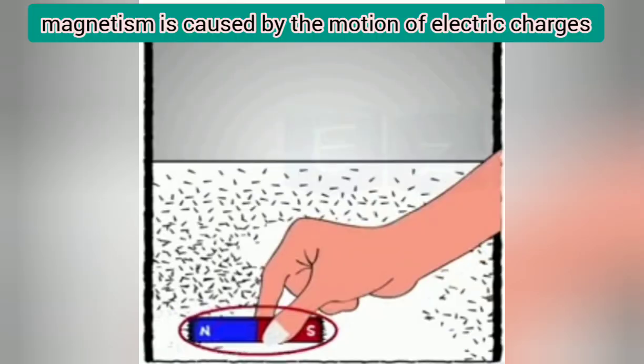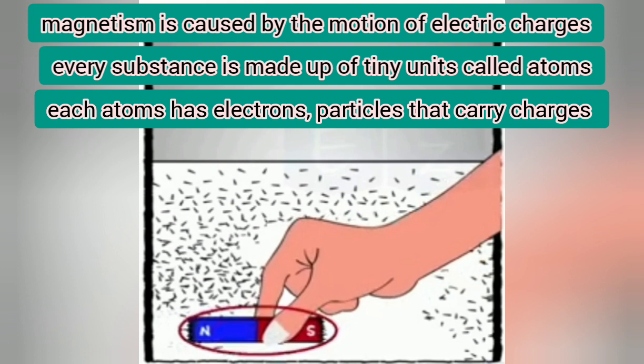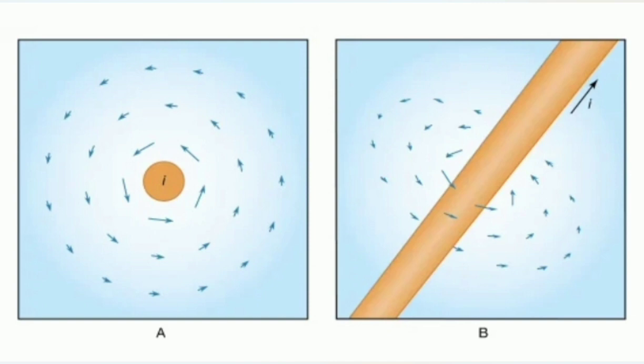Magnetism is caused by the motion of electric charges. Every substance is made up of tiny units called atoms. Each atom has electrons, particles that carry charges. There are theories related to magnetism and electricity.